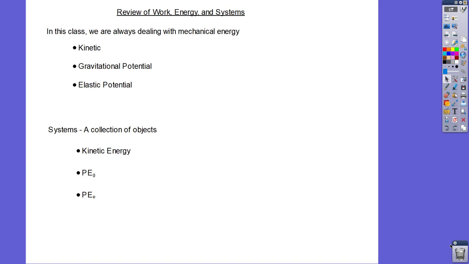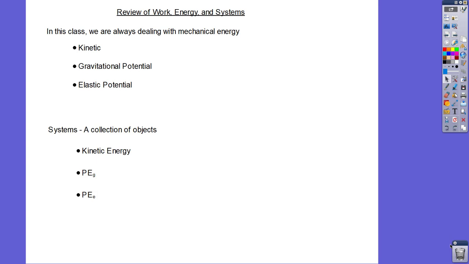Hey everyone, this is a review of work, energy, and systems, getting ready for the AP test for AP Physics 1. So, energy has many different forms, but in this class we are just dealing with mechanical energy. And mechanical energy is split up into three types.